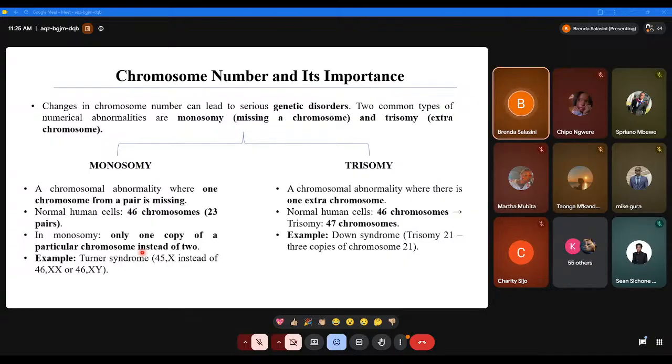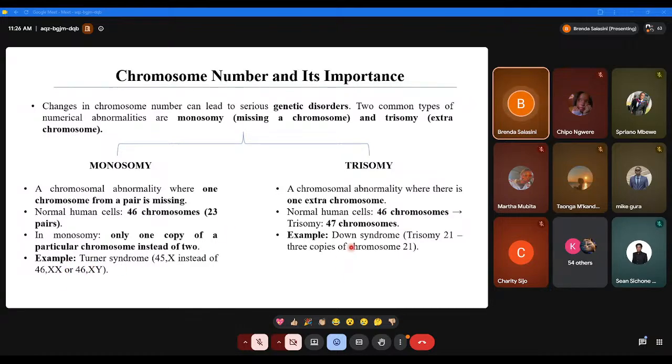Because remember, we're saying monosomy is when you have got less the number of normal chromosomes that you should have. In monosomy, instead of you having 46, you have 45, because in an individual, we expect that you should have 46 XX, but in monosomy, you get 45, you have a missing X. Normally, this happens in females.